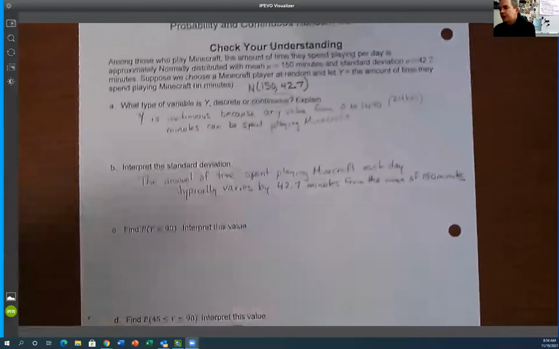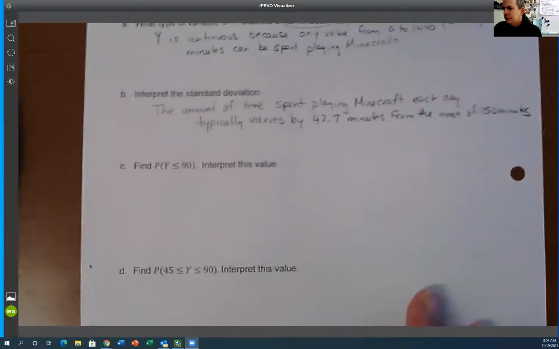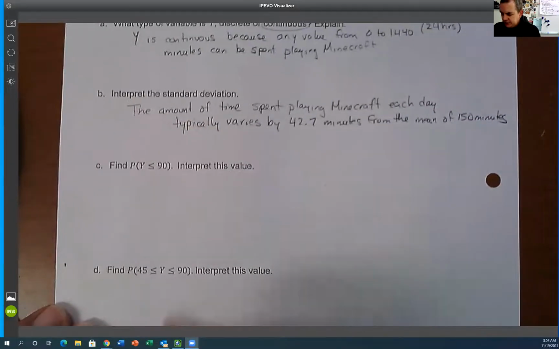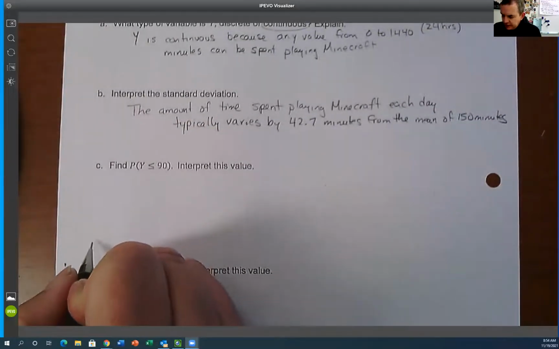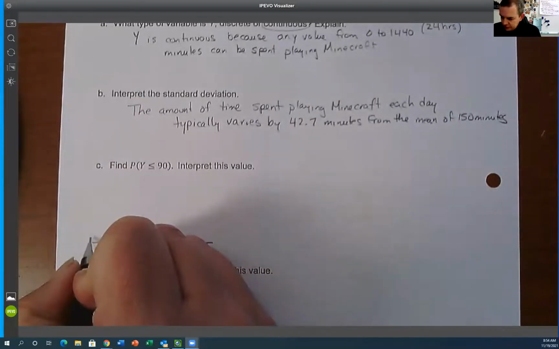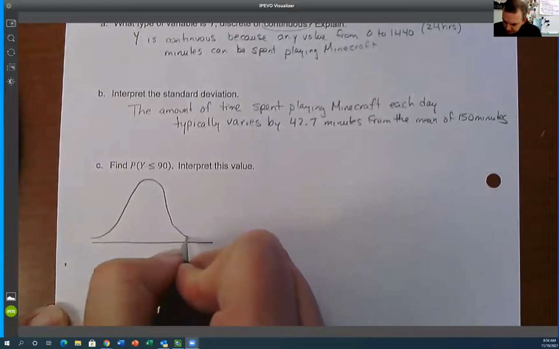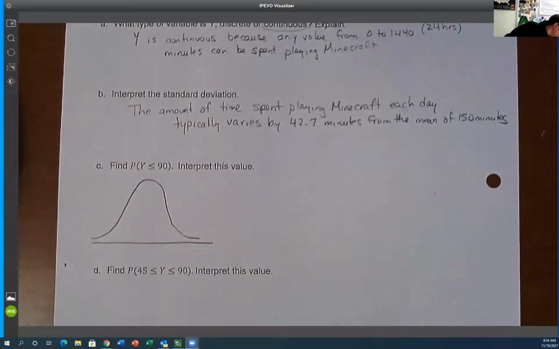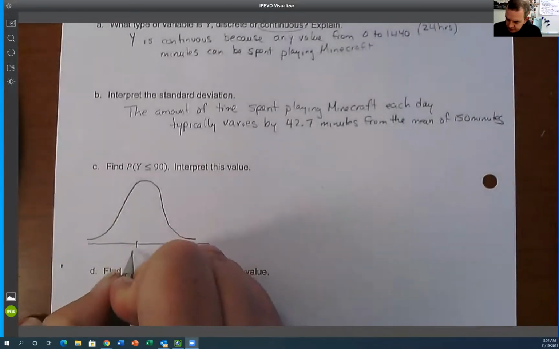Now what we're going to talk about is how we figure out all these probabilities for a continuous variable. If you think about it, we're doing this normal curve. And if you remember, when we do the normal curve, we have a mean and a standard deviation. So I'm grabbing my notes. Over here, the mean goes in the middle.